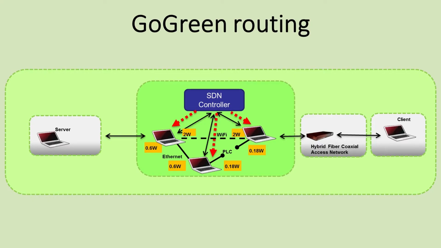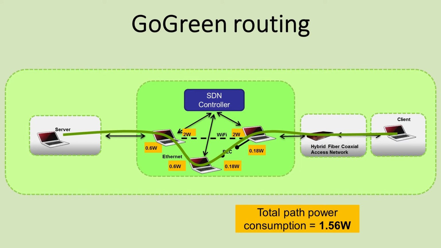If the SDN controller executes the go-green routing algorithm, first it computes a number of candidate paths that offer a good bandwidth, then it selects among them the one with the lowest power consumption.